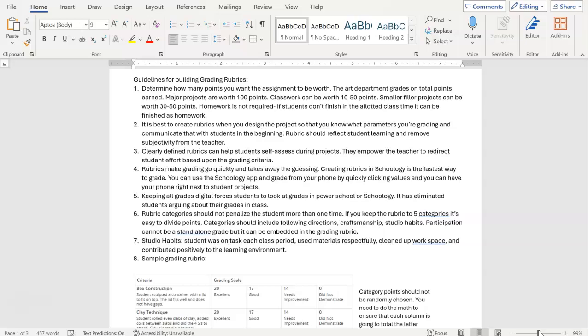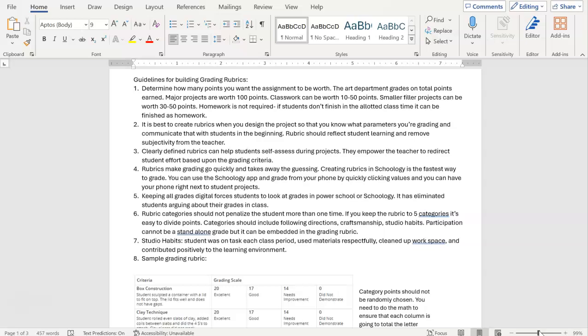Number 3, clearly defined rubrics can help students self-assess during project time. They are empowered, or the teacher is empowered to then redirect student effort based upon the grading criteria. So if you've got your rubric pre-printed and given to students ahead of time, or it's projected on the screen, when you get a student who clearly hasn't finished the assignment, or their craftsmanship is really poor, they've just rushed, and they say they're finished, this is when I go back to the grading rubric and I say, okay, in my opinion, if I were to grade this today, here's where you would land on the rubric. You would fall into the needs improvement category.